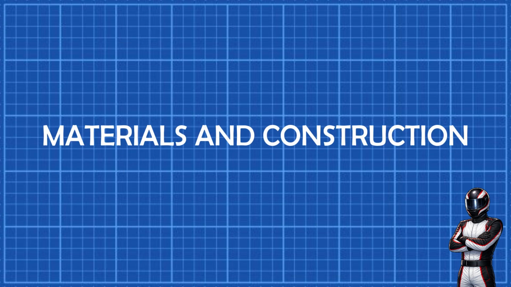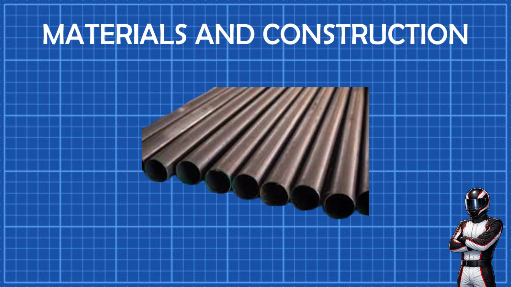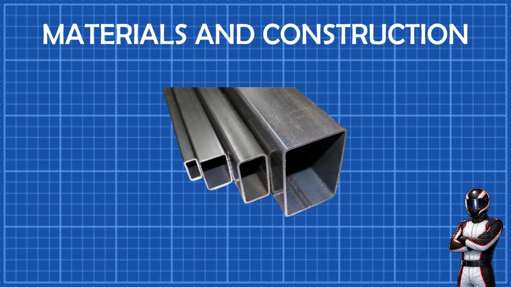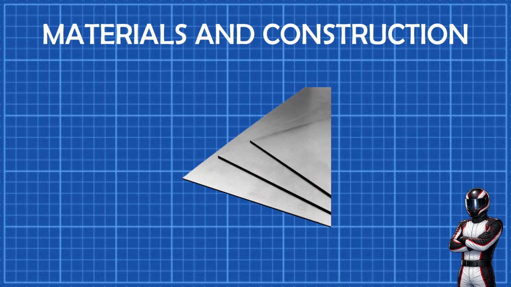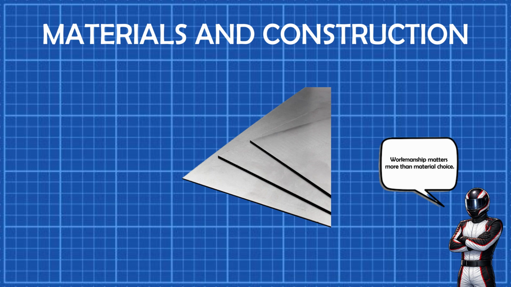Materials and construction. Mild steel is affordable and easy to weld. Rectangular tubing works well for frame rails. DOM tubing is preferred for roll cages and space frames. Steel plates are used for suspension, engine, seat, and fuel system mounting. Workmanship matters more than material choice.